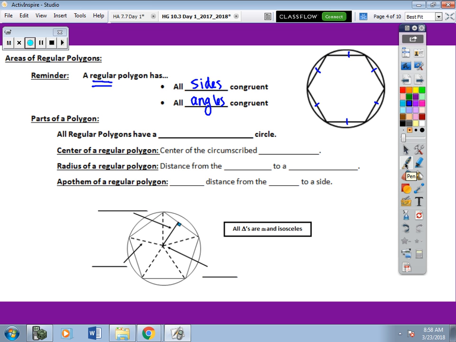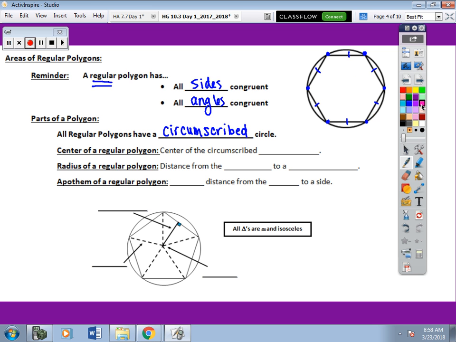Now, all regular polygons have what's called a circumscribed circle, which means a circle that would fit outside of it, but touch perfectly at each of the vertices. Now, why is that important? Well, sometimes we will know the radius of the circle.